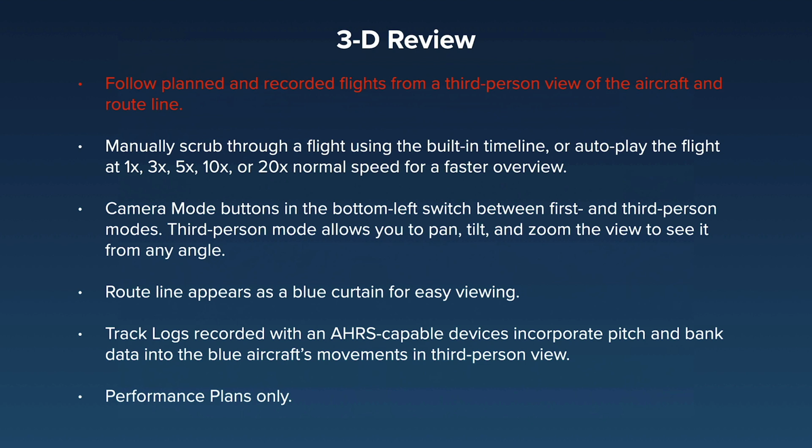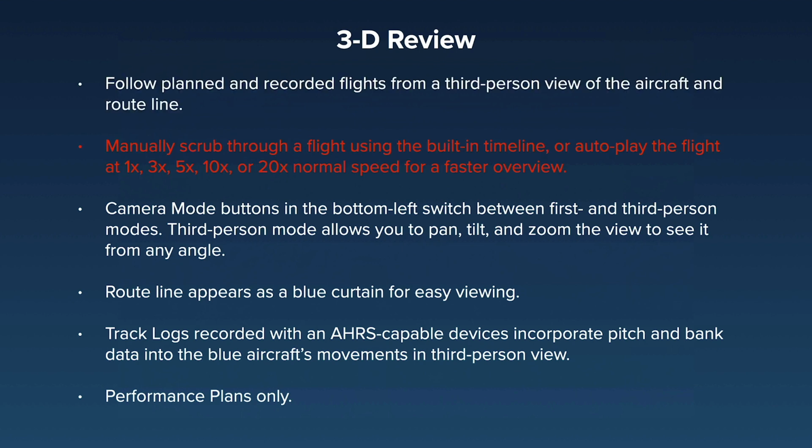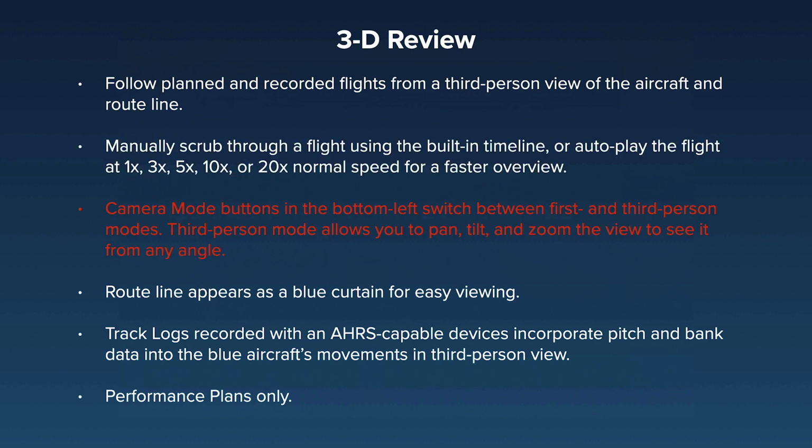3D review came along after that. And on 3D review, you get the capability of following planned and recorded flights from a third-person perspective of the aircraft and of the route line. You can adjust the speed by which you want to review these files. You can manually scrub through the flight using the timeline at the bottom, or you can autoplay it at anywhere between 1 time and 20 times normal speed for a faster overview. You've got several choices in between.